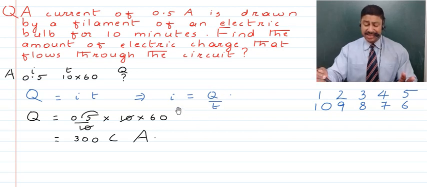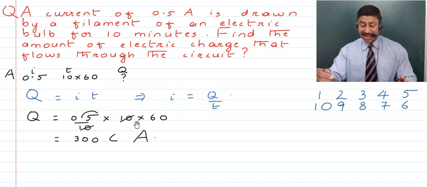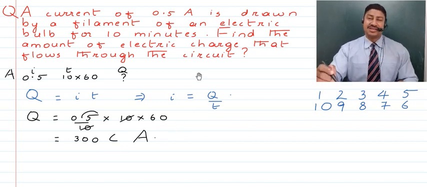So further, children, next we take this current, which is 0.5 amperes, and multiply it with the time, which is 10 into 60. So further, on shifting decimal, 10 will get cancelled, 6 5s is 30, so it will become equal to 300 coulomb, which is the charge. So is this clear?